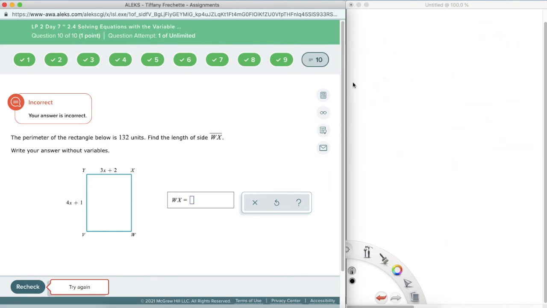So it says the perimeter of a rectangle below is 132 units. Find the length of the side WX. Write your answer without variables. So they want to know actually how long the side WX is. Well, first we're going to need to go through and think about what the perimeter of a rectangle means.